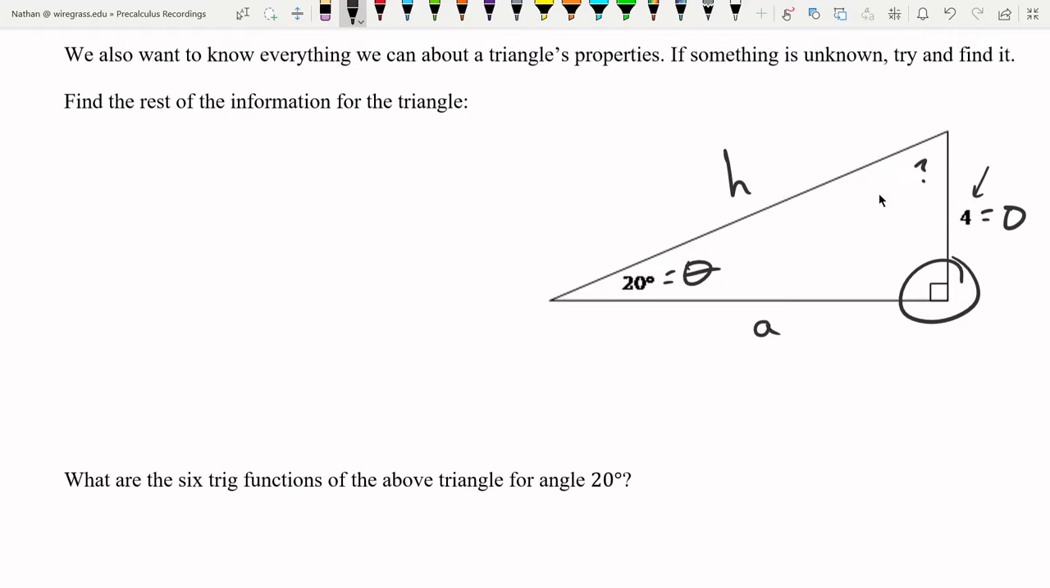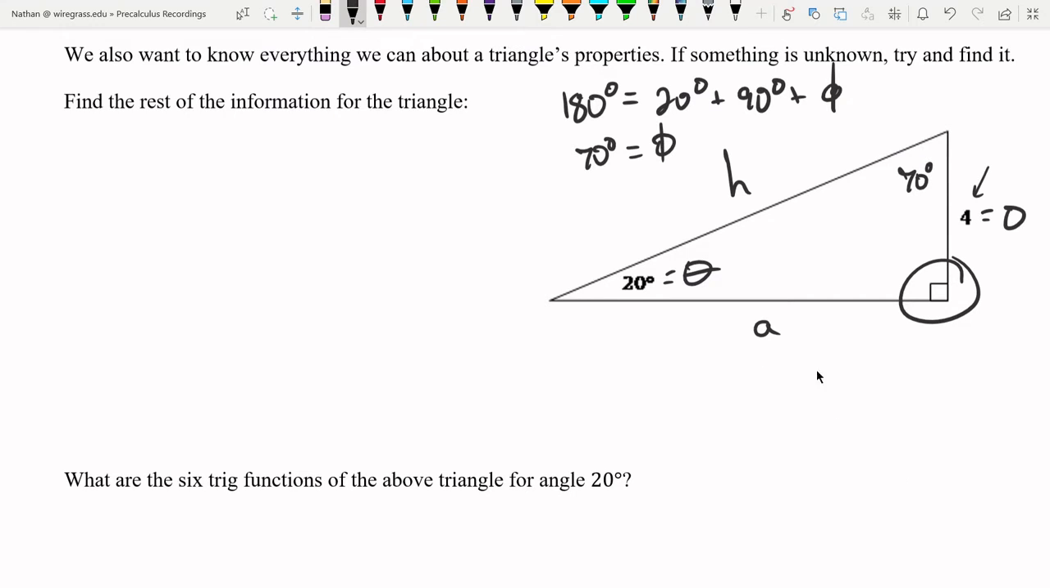First off, we can find this second angle quite easily, right? We have a 90-degree angle, a 20-degree angle, and triangles have the property that all the angles added up must equal 180 degrees. So 180 degrees equals 20 degrees plus 90 degrees from the right angle plus this unknown angle. I'll name it phi here. Plus phi. That's 110. Subtract that over. We get phi equals 70 degrees. So this has to be 70 degrees here.